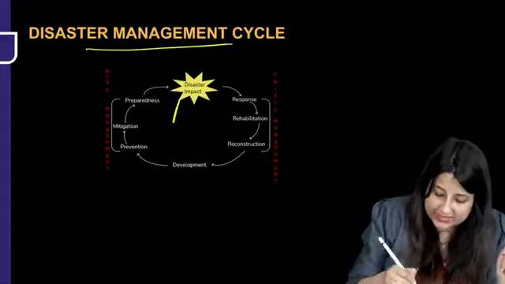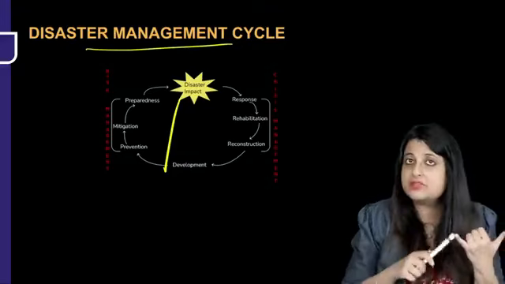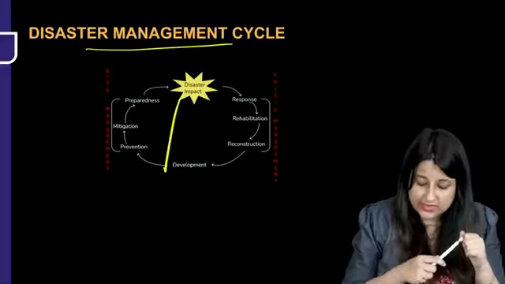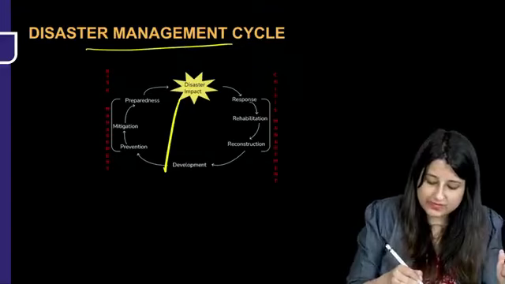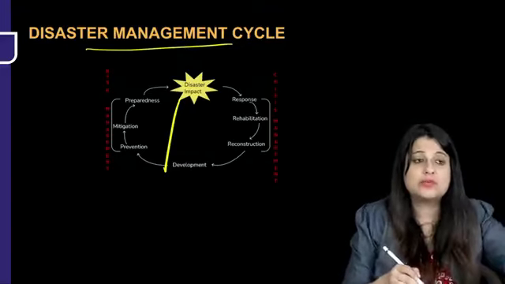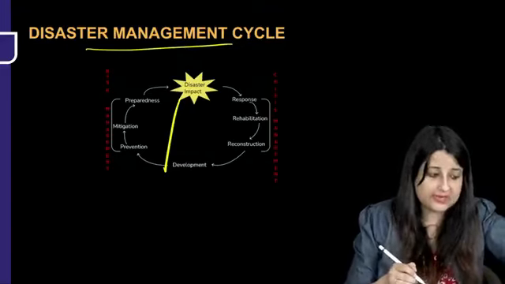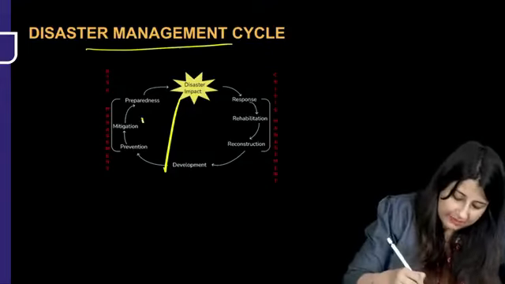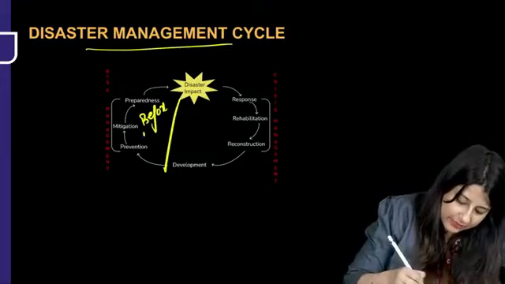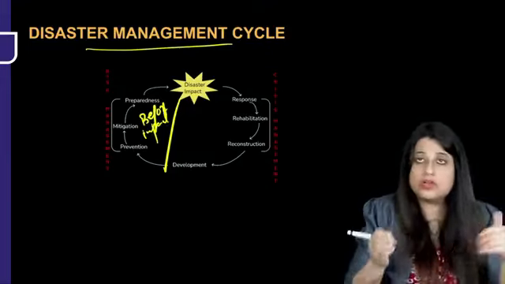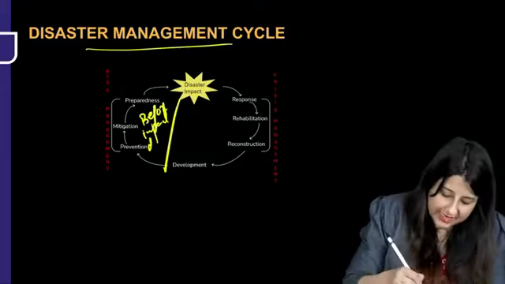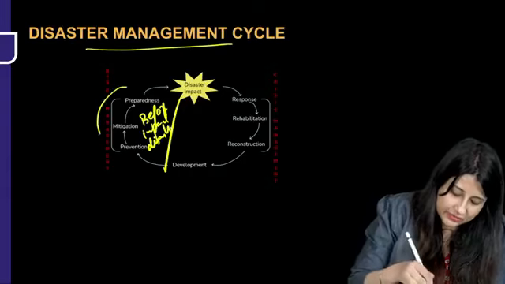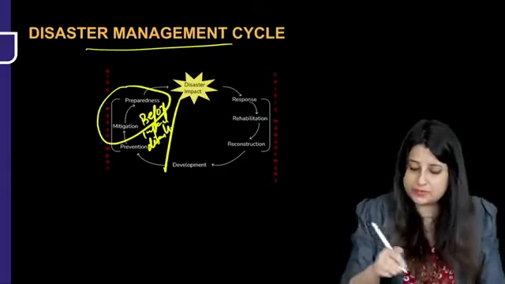So in this you can see after the impact there are 3 phases: response, rehabilitation, reconstruction. Development: mitigation, prevention, preparedness. So prevention, mitigation, preparedness, everybody, this is happening what? This is happening before the impact. This is like we want to prevent. So you can write: before disaster, the steps that you take are mitigation and preparedness.